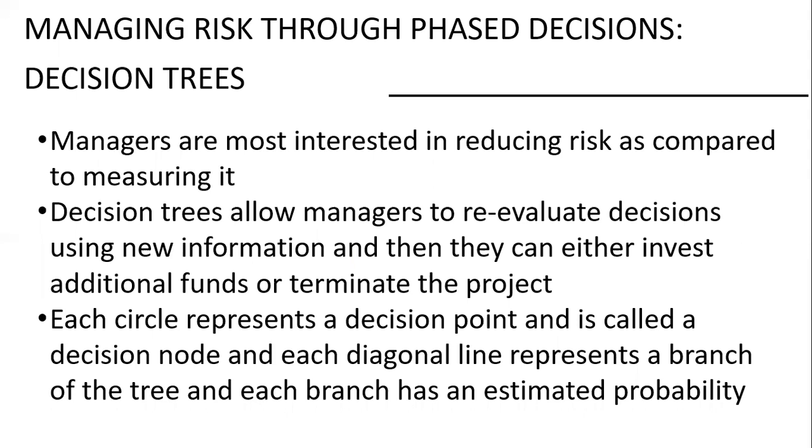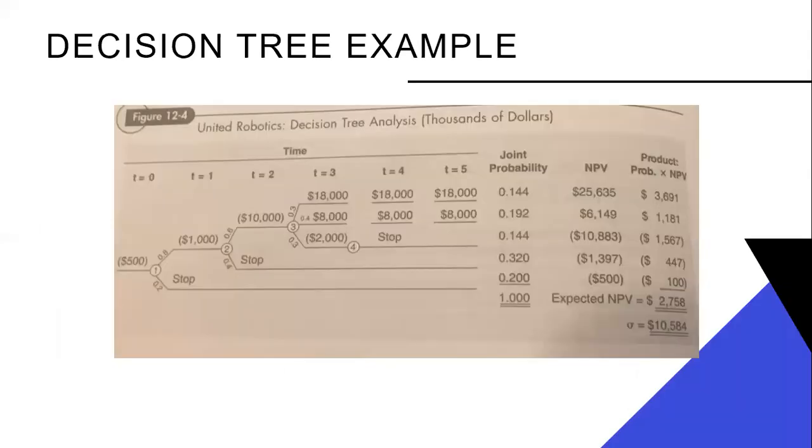The next thing that I'm going to talk to you a little bit about is managing risk through phased decision trees. And what decision trees look like is something just like this. And generally speaking, managers are interested in reducing risk as compared to measuring it.